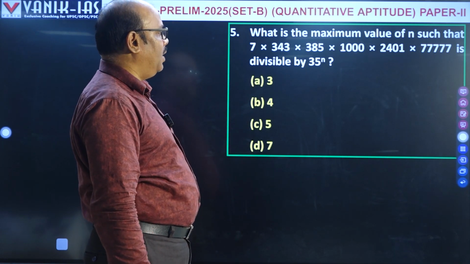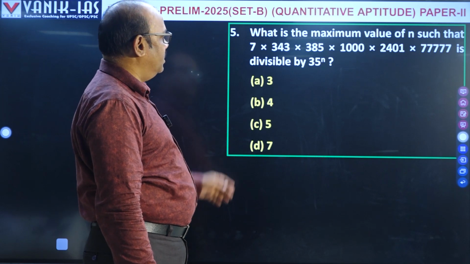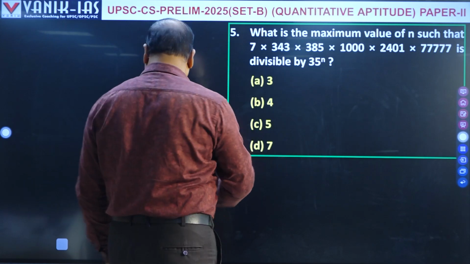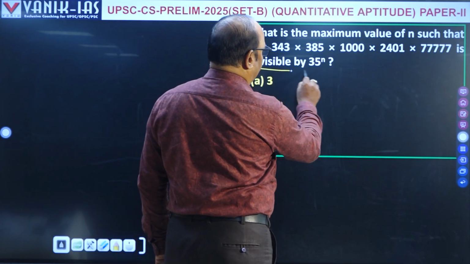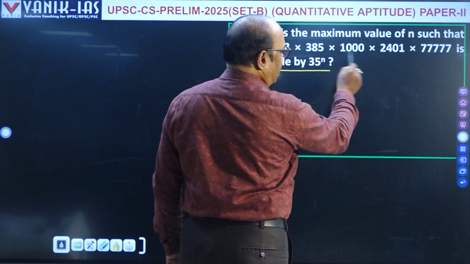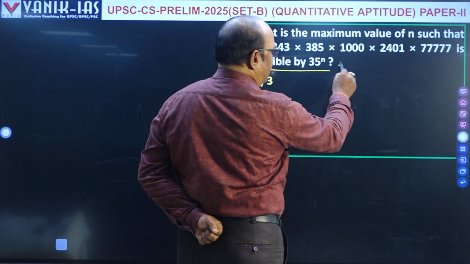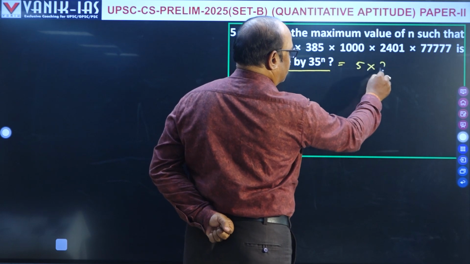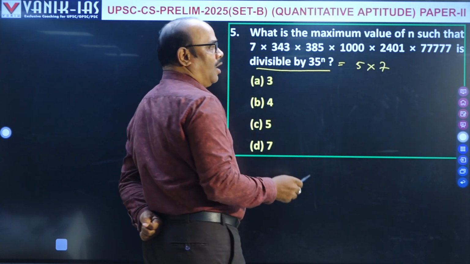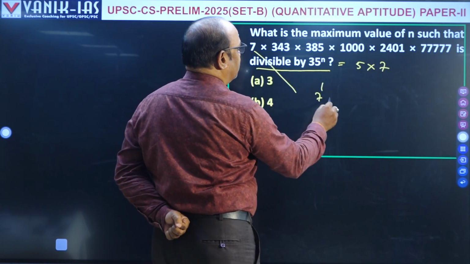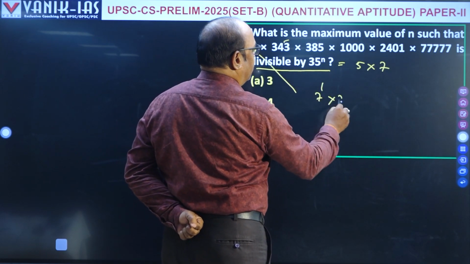What is the maximum value of n such that this number multiplication is divisible by 35 to the power n? So the number is divisible by 35 to the power n. That means we must count factors of 35. 35 is the product of 5 and 7, 5 into 7. So how many 5s and how many 7s, just collect. Here 7 to the power 1, and it is 7 to the power 3.